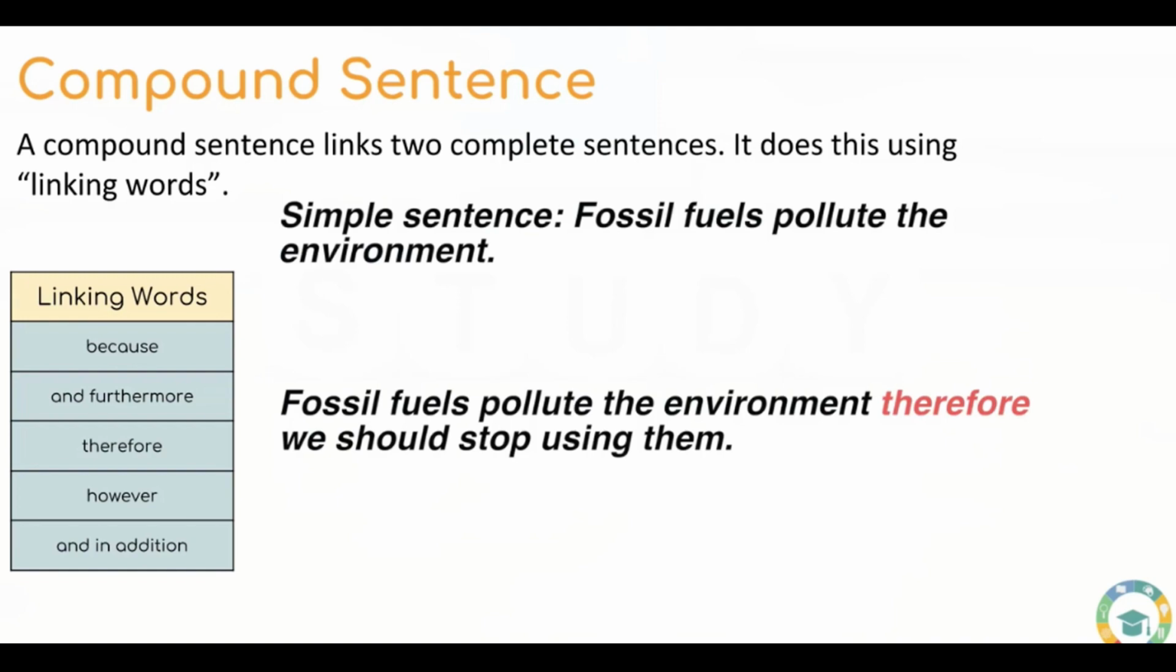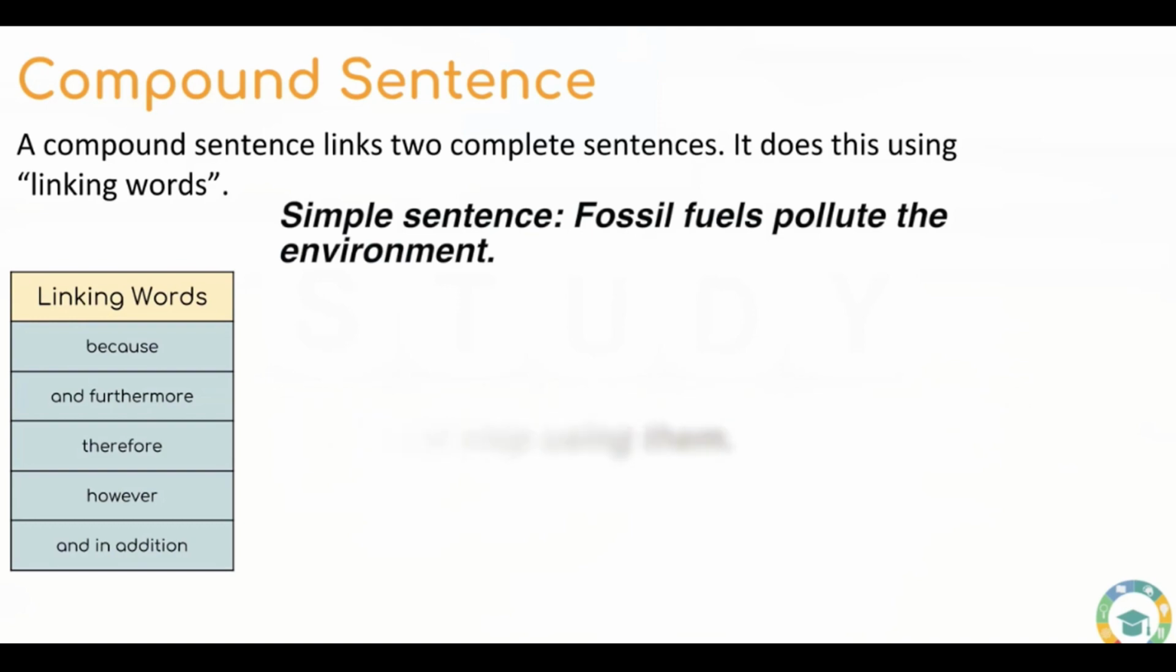Fossil fuels pollute the environment, therefore we should stop using them. Fossil fuels pollute the environment is a complete sentence, and also we should stop using them is a complete sentence or a whole idea. Instead of using a full stop to create 2 simple sentences, we use the word therefore to link these 2 whole ideas, and this gives us a compound sentence.